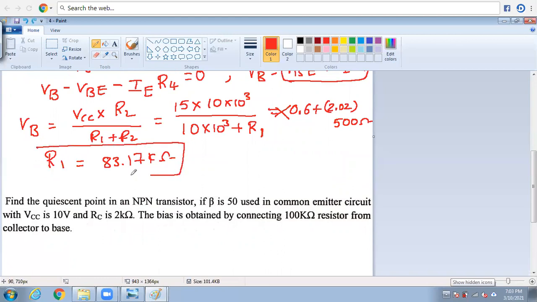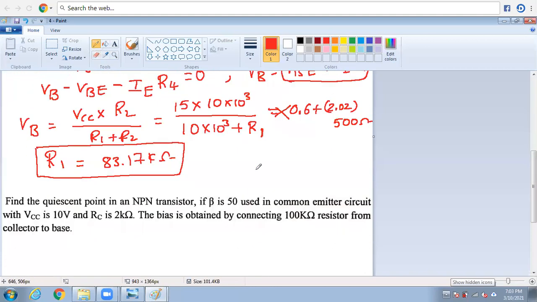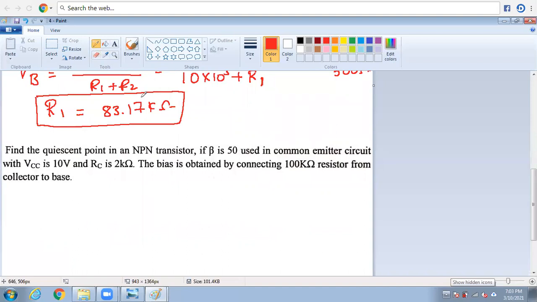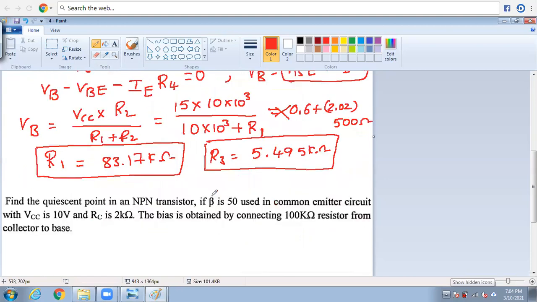Okay, after doing all these mathematical calculations, redraw the same circuit and mention this R1 and this RC or R3 values also. Then R3 equal to, just now I have derived, that is 5.495 kilo ohms. These two values you have to compulsorily mention in the circuit.